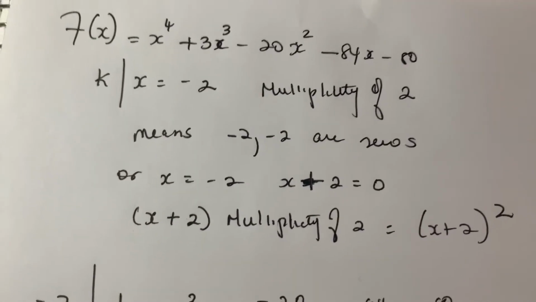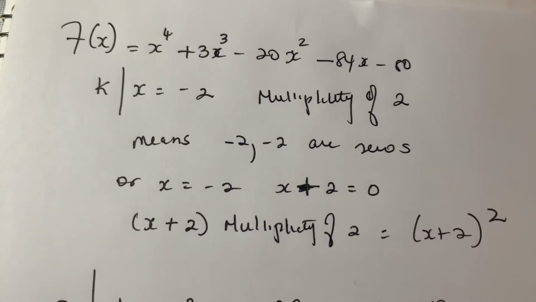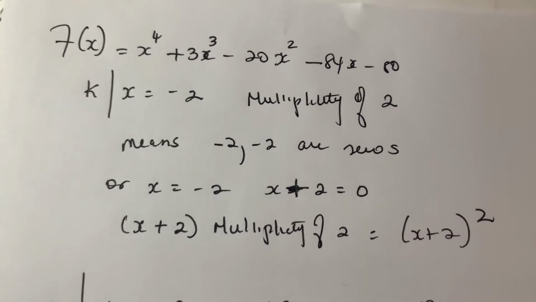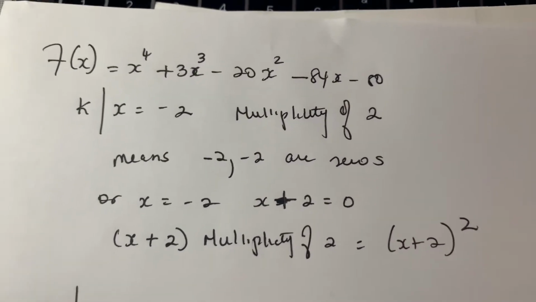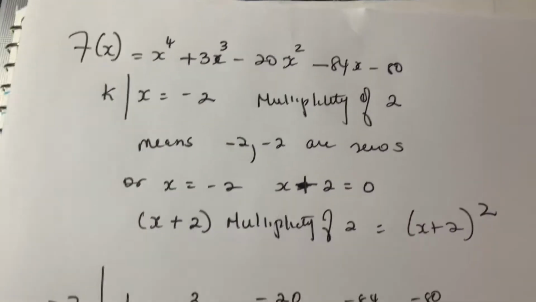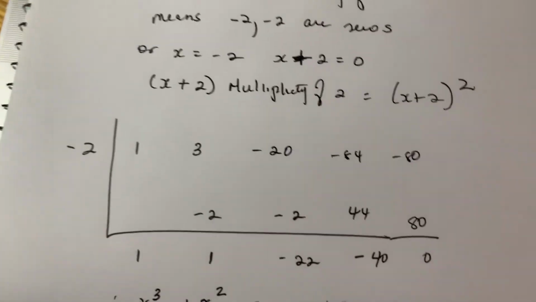And you saw I just did some more explanation where I said x equal to minus 2 is equal to x plus 2 equals 0. And x plus 2, multiplicity of 2, is x plus 2 squared. All right? And as you saw, that was in one of the answers. So let's get down to the synthetic division now.